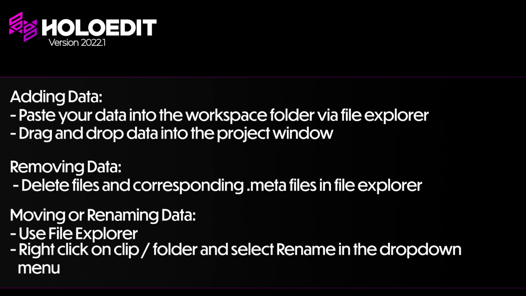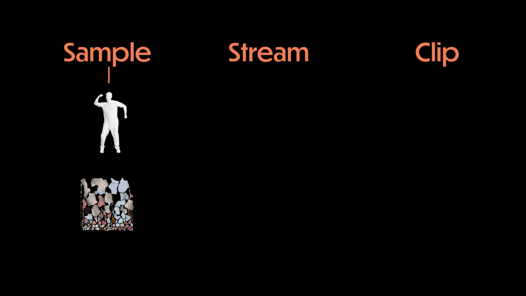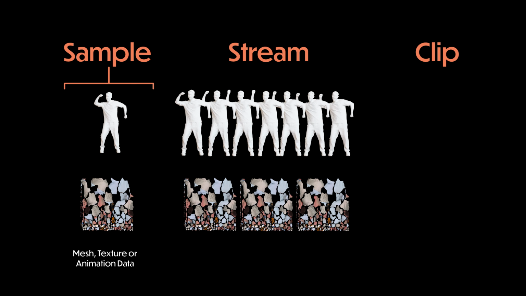Alright, let's take a look at working with some data in HoloEdit. We'll start small. First, let's cover some key terms, those being sample, stream, and clip. For HoloEdit, we can call an independent piece of information, be it a mesh, texture, or animation data, a sample. When you put together a sequence of samples of a single type, they become a stream. When you have one or more streams imported into HoloEdit, they are called a clip.